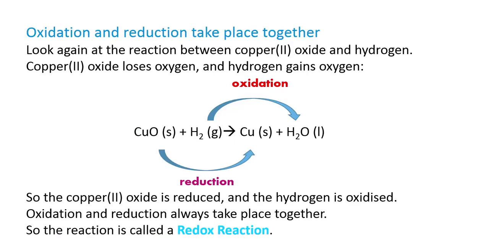In many chemical reactions, oxidation and reduction take place together. Look at this example. Here, copper oxide reacts with hydrogen to produce copper and water. In this reaction, hydrogen gained oxygen and water is formed. So, hydrogen has been oxidized. Copper oxide lost oxygen and copper is formed. So, copper oxide has been reduced.